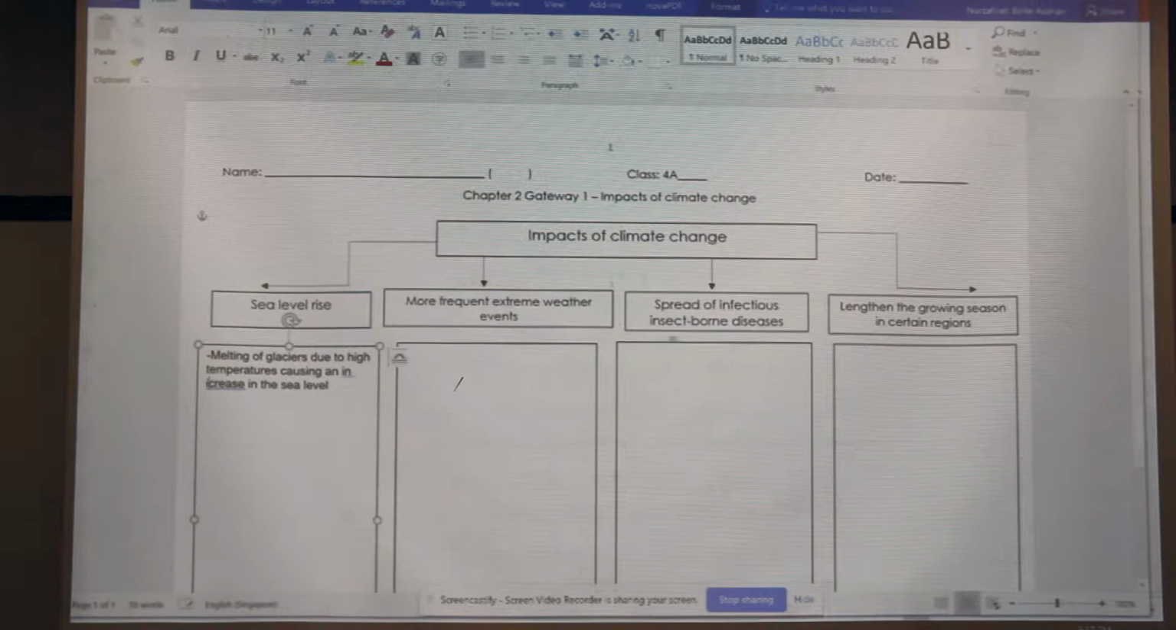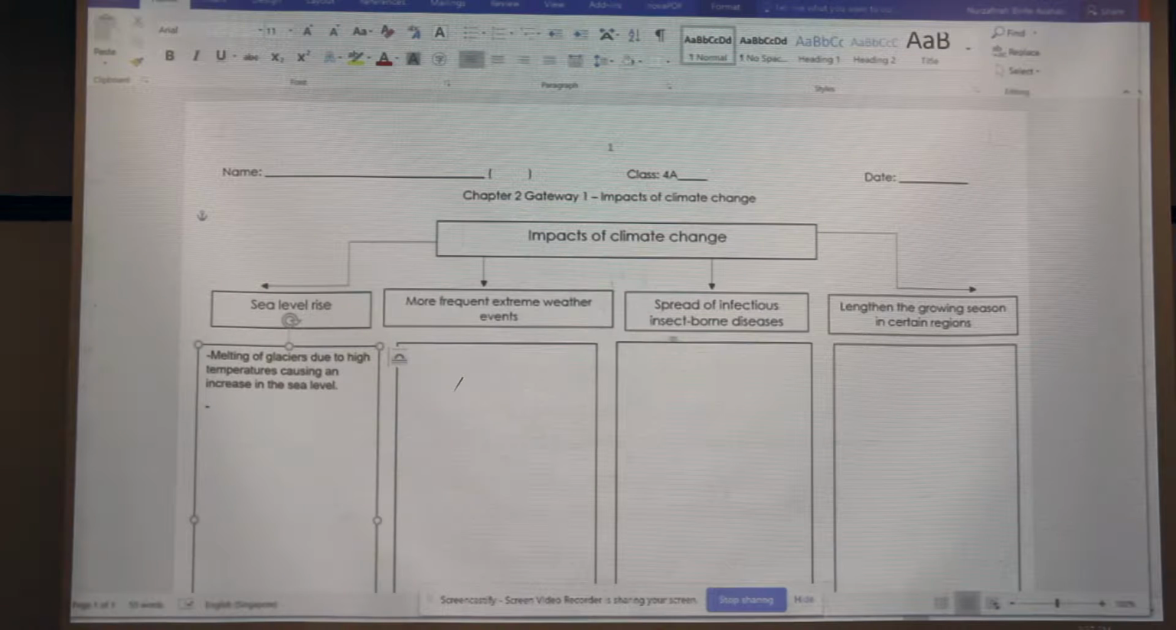Increase in the sea level. Okay, good. What else causes the sea level to rise? Besides glaciers melting and ice caps melting, what else causes sea level to rise? We're going to talk about high temperature, right? So when it's hotter, the water will increase, the water will evaporate faster.